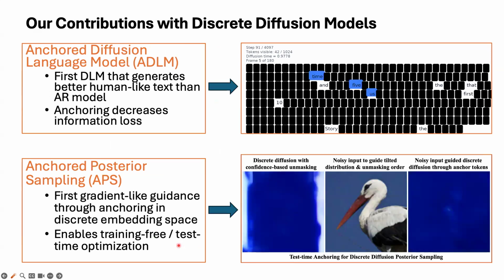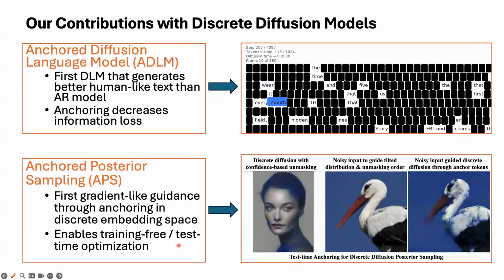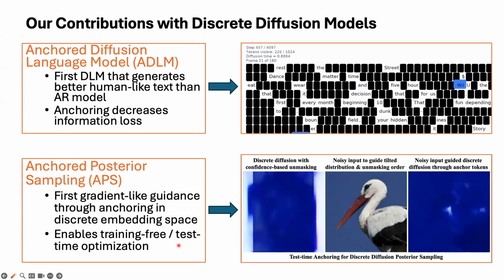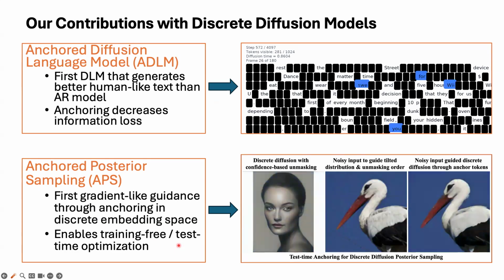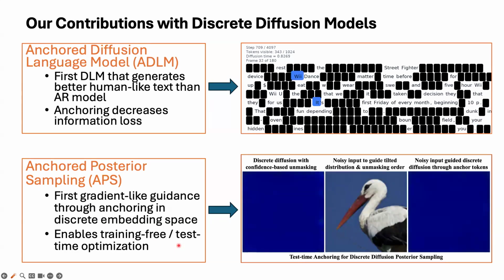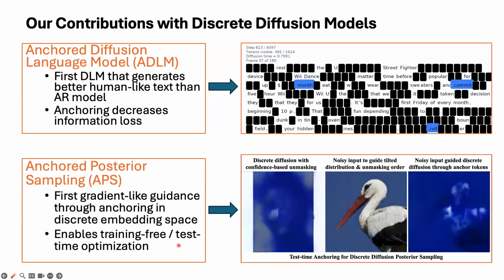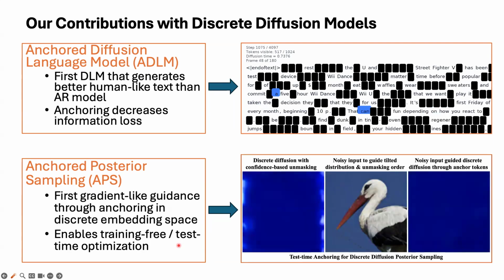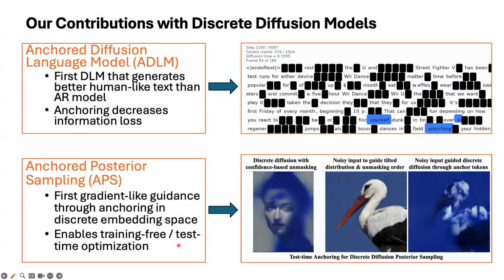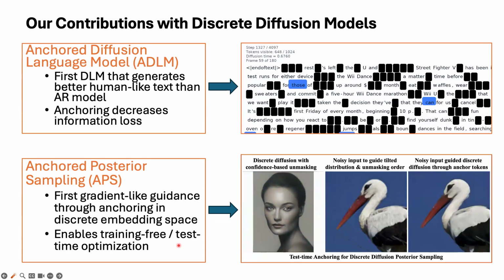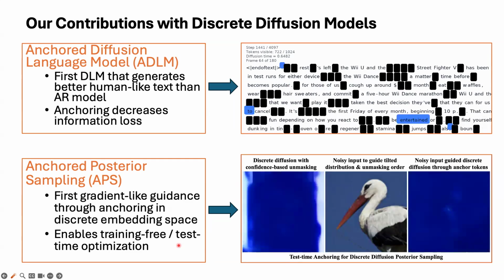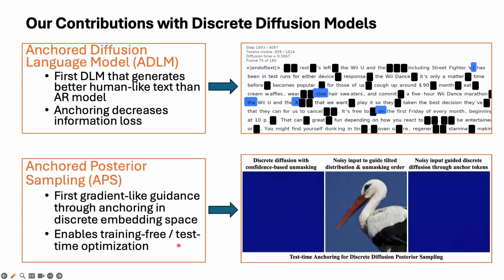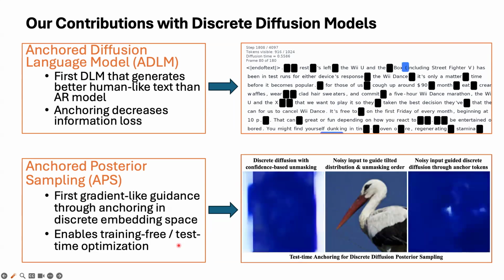So what we have done is to redevelop the denoising models to take into account such anchoring, both in the language setting and the image setting. In the language setting, we have developed the anchored diffusion language model, which is what I'm going to talk about today, the first diffusion language model that at its scale generates better human-like text than an AR model. Anchoring provides the smoothness. I told you there's sudden information loss from masking. Anchoring gives a certain notion of information smoothness that's going to help the process.